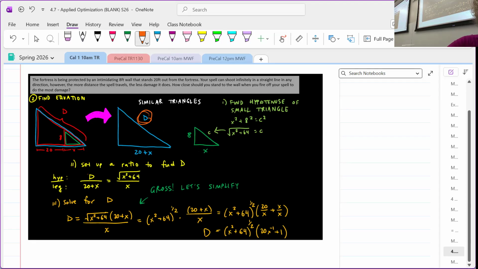So they wrote D on top, and then they're using the other side that they know. So D matches with C, and 20 plus X matches with X. So D is matching with the C formula, 20 plus X is matching with X. So we solve for D and get this horrible mess.